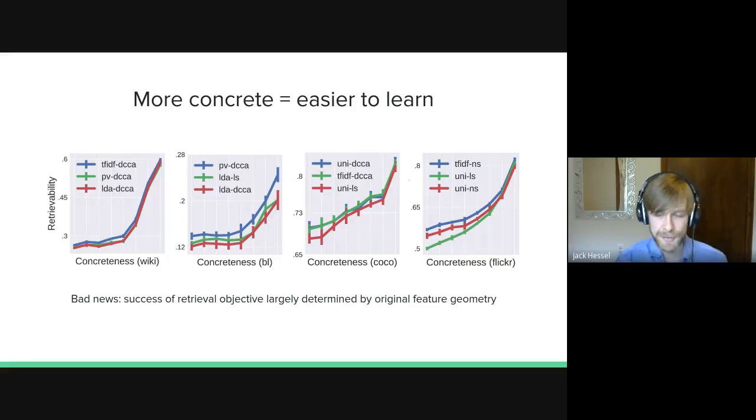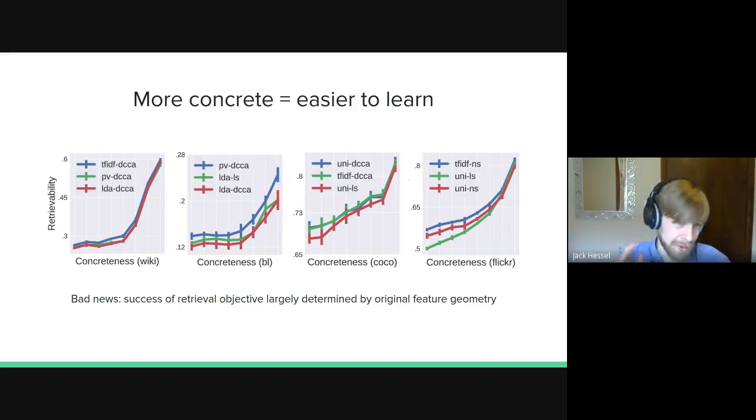So here I've shown some plots, one for each of the data sets that we considered. The x-axis is the concreteness score, so as you move to the right, things get more concrete. And the y-axis is this metric of retrievability, which encapsulates how well various retrieval-style algorithms can learn associations between images and text. And you can see that in all cases, there's a positive correlation. So indeed, it's the case that cats are much easier to learn visual textual connections between than beautiful, for example.